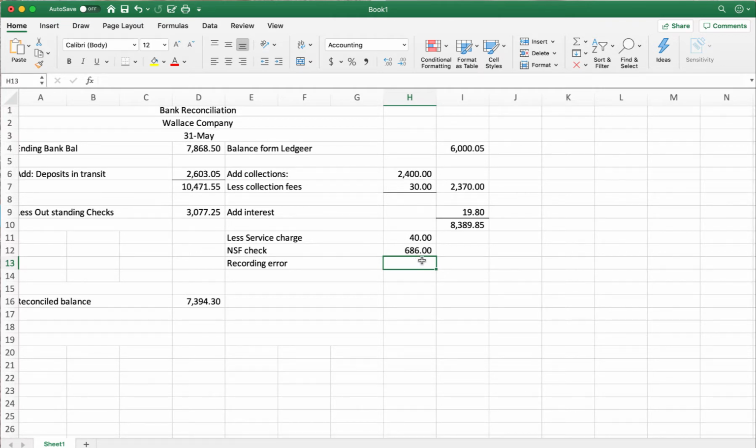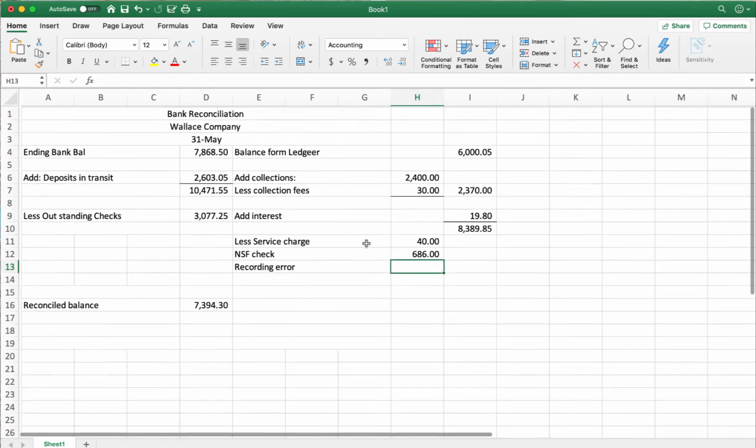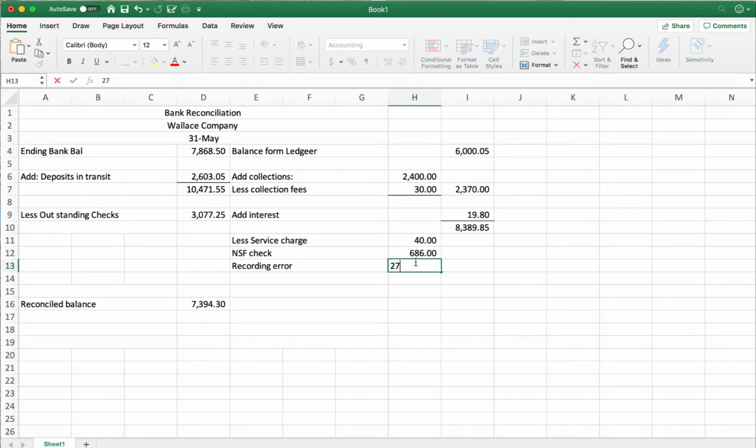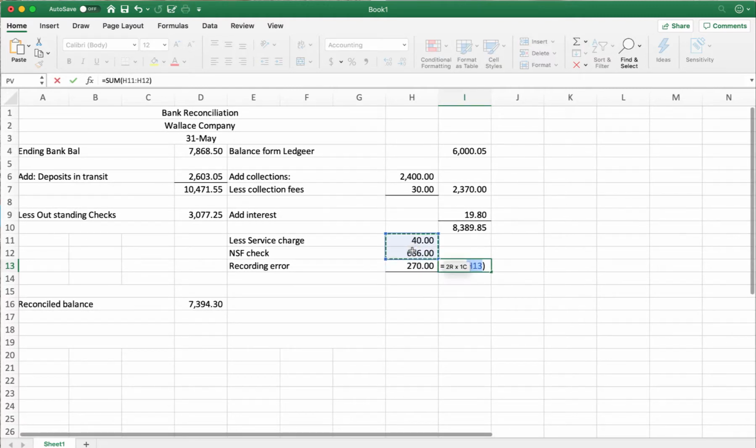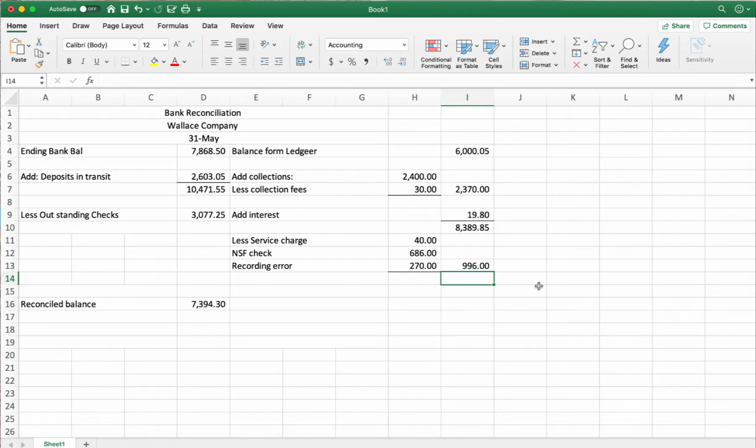So our balance in our ledger is too high. We need to bring it down by the difference, which is $270. Okay? So I'm going to go ahead and add up all these service charges and fees and errors, and I get $996. Okay? So now the next thing I need to do is subtract the cash that I have available per my balance minus the corrections that I just made based on service fees, return check, and an error.